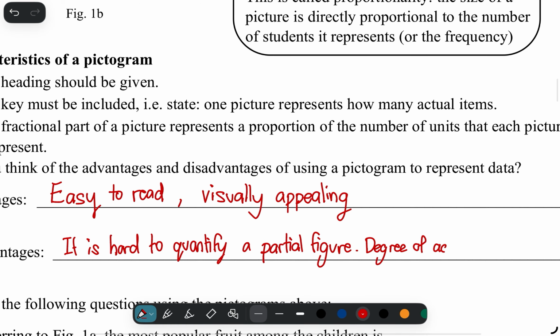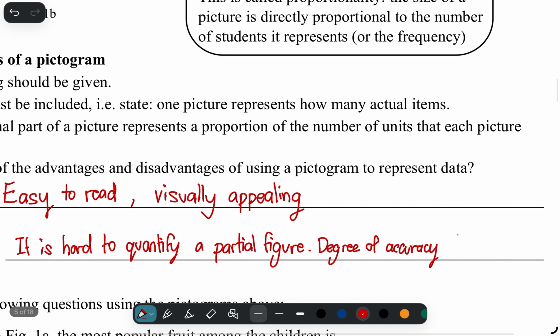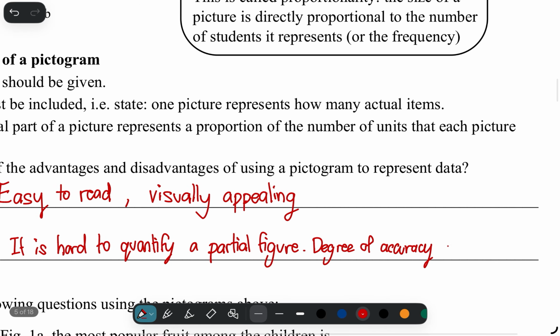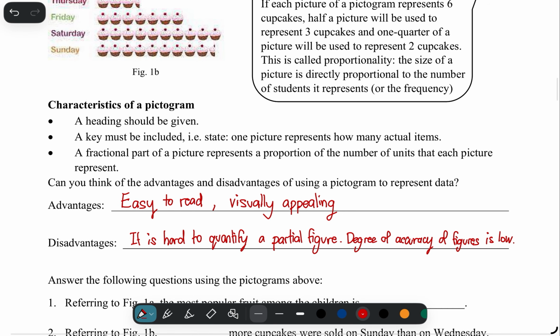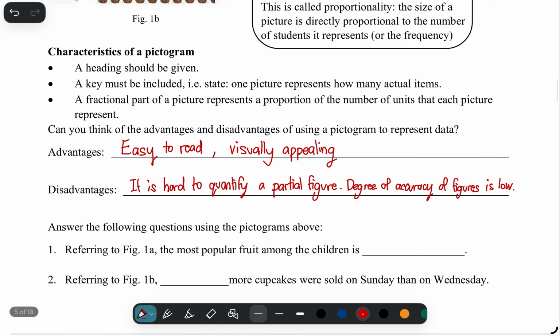As a result, the degree of accuracy, meaning that when I read this diagram, can I straight away tell what is the number? It is not easy. So the degree of accuracy of the figures, of the shapes that we use, is low. So these are some of the advantage and disadvantage of using a pictogram.